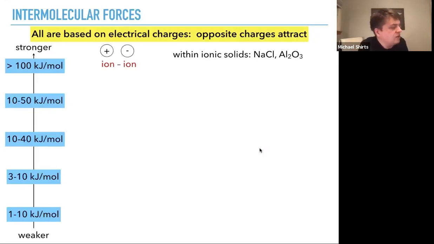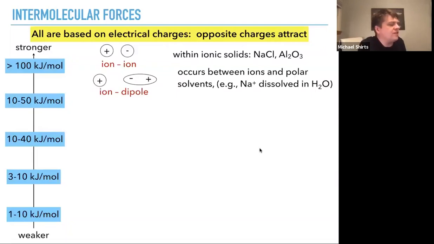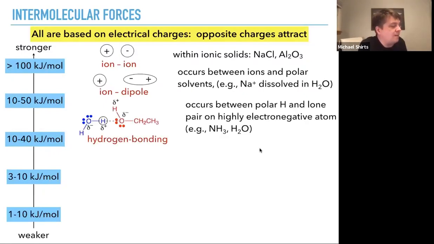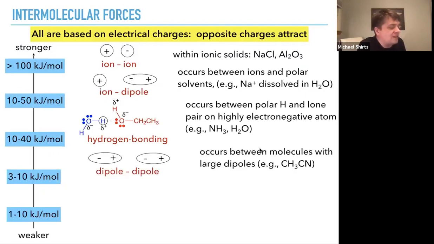So the strongest are ion-ion interactions within ionic solids, bigger than 100 kilojoules per mole. Ion-dipole interactions are sort of in the 100 kilojoules per mole range, and occur between ions and polar solvents, like sodium dissolved in H2O. Hydrogen bonding occurs between a polar H and a lone pair on a highly electronegative atom, like NH3, H2O, alcohols, and those are in the range of 10 to 40 kilojoules per mole. Normal dipole-dipole interactions occur between molecules with large dipoles.